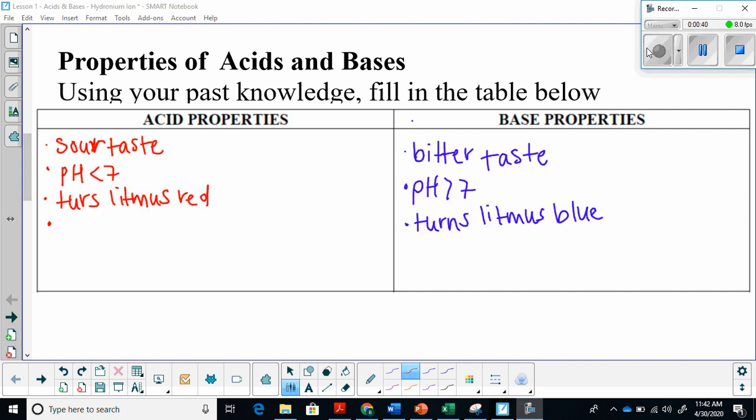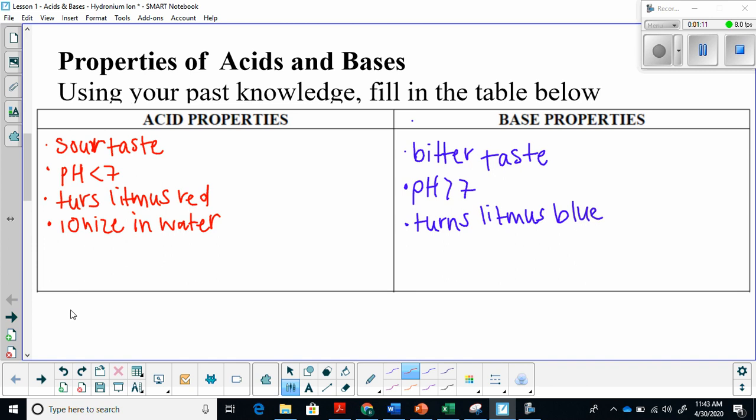Okay, so here's generally what students come up with when I ask them this question. They'll say that acids are sour tasting, they have a pH less than 7, they turn litmus paper red, but there's a couple extra that I want to add here. From our previous unit, we also learned that acids ionize in water.